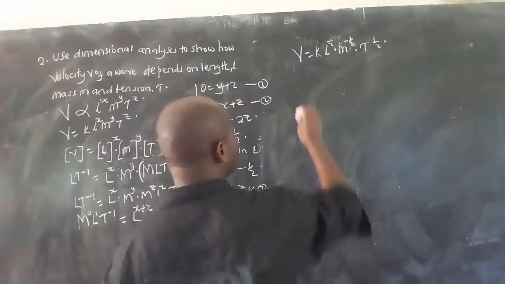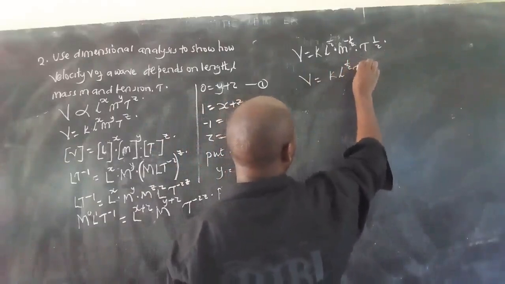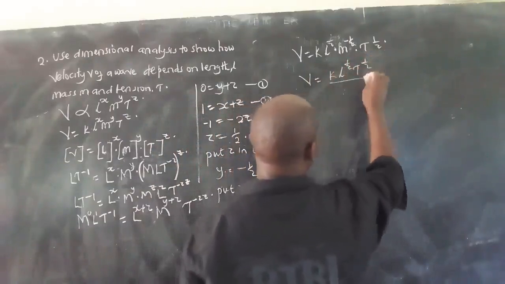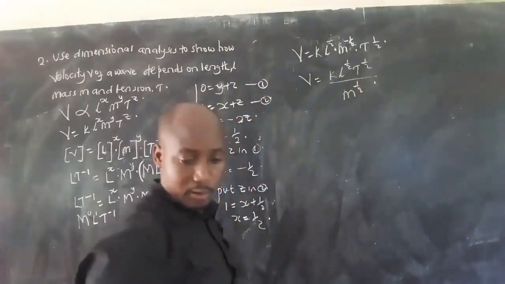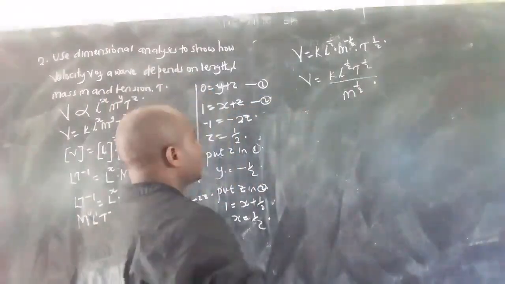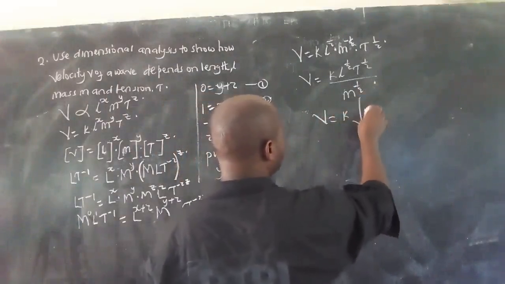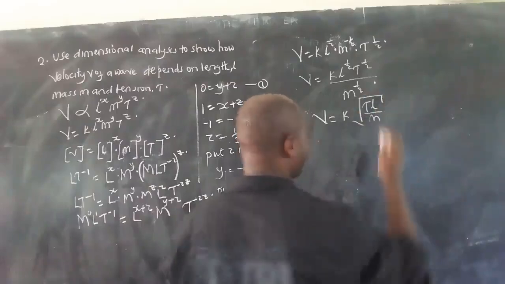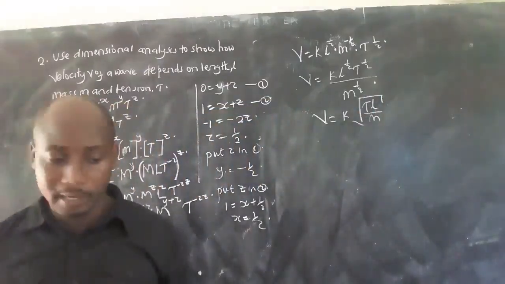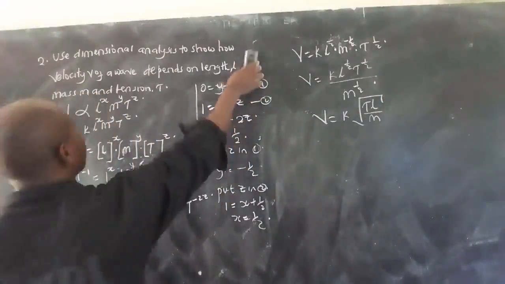So this one is the same as V is equal to K L to power half, T to power half, divided by M to power half. So we shall now find a half V. It is K square root of T L divided by M. So then we can also look at another one. I hope this one is clear, not so?